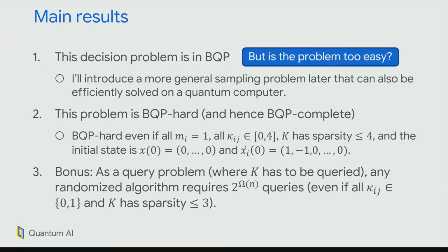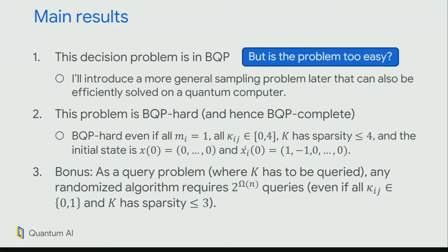The way we prove this is we show how you can solve the glued trees problem, which is a famous query complexity problem with an exponential separation between classical and quantum algorithms. We'll show how to solve this glued trees problem by mapping it to a system of balls and springs in kind of the obvious way. Okay. So that's a statement of my results.